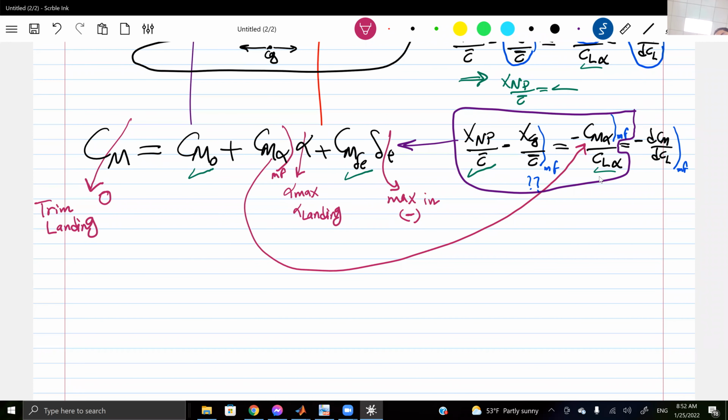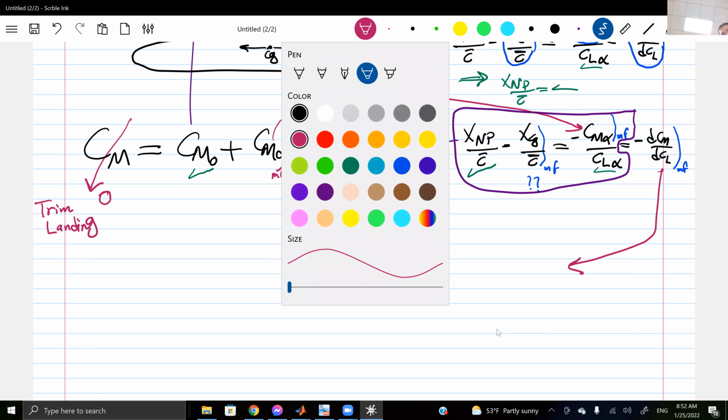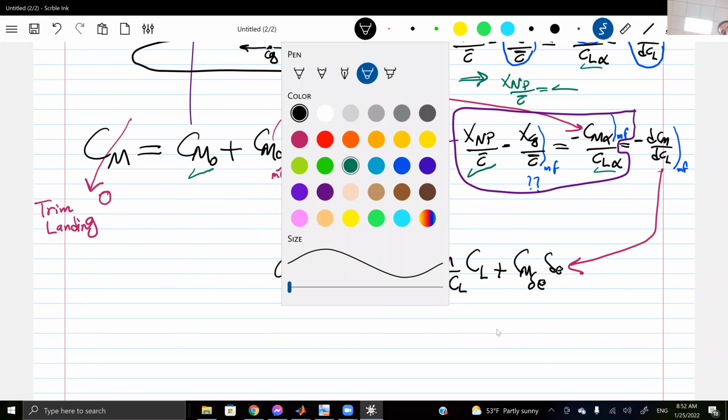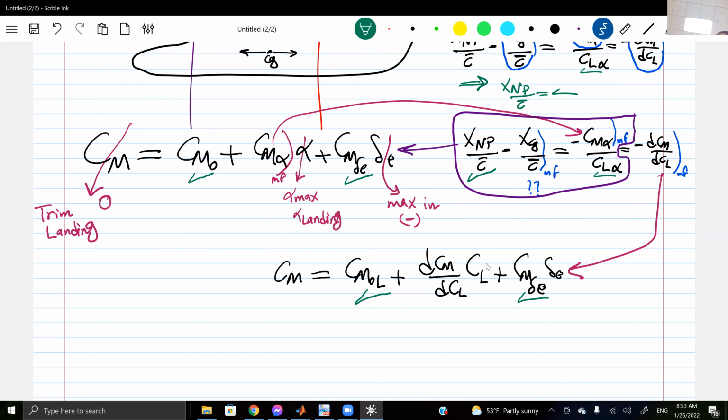I can do the same scenario if I'm given the CM-CL characteristics. If I'm given this, I'm using the second right-hand side. So my moment equation will be CM equals CM zero plus dCM by dCL times CL plus CM delta delta. It's a very similar scenario. CM zero doesn't change. CM delta doesn't change. I can't assume the same thing for the slope of CM versus CL because really it's exactly like the slope of CM alpha.